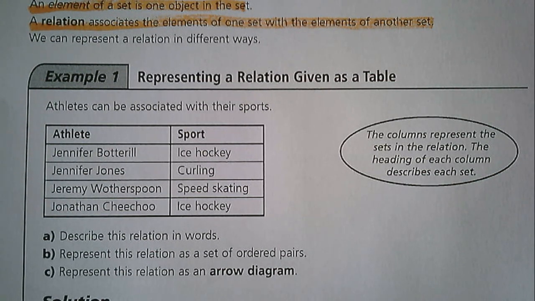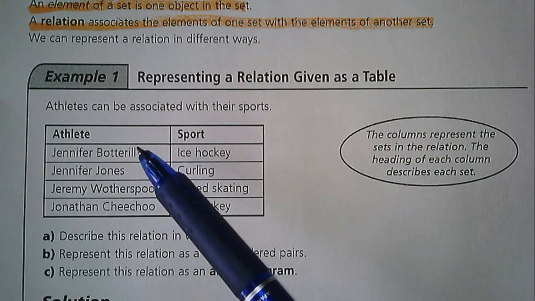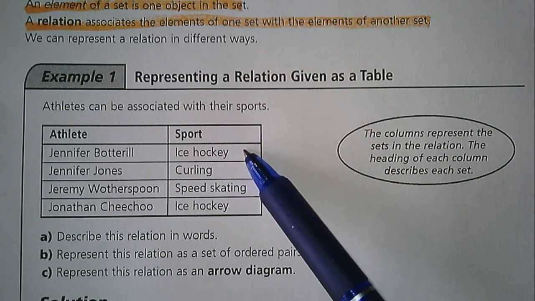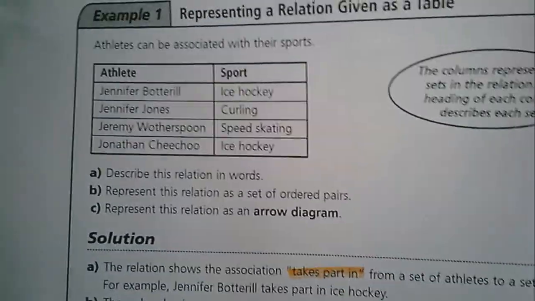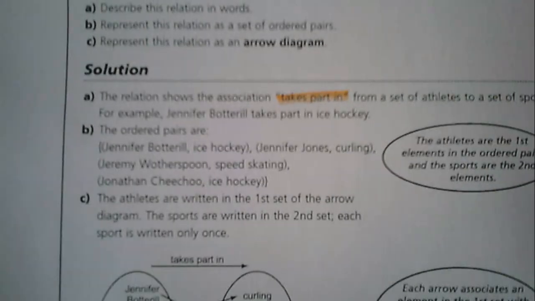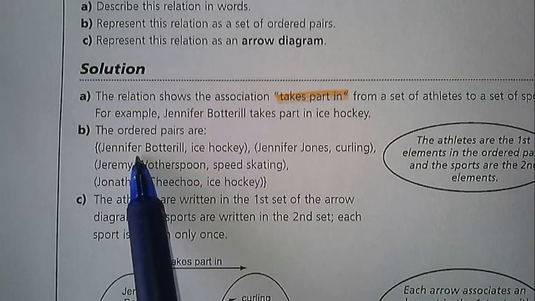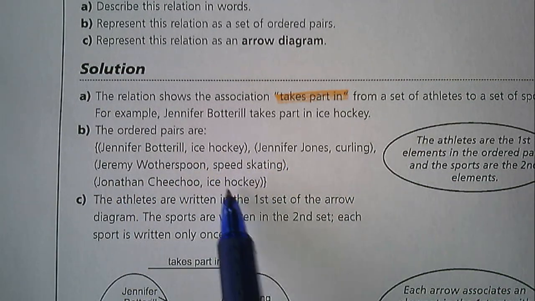Now, another way to show relations is through sets of ordered pairs. We're just going to take the first element in set number 1, write a comma, and then show it with the first element in set number 2. There are some examples shown below of how they are written as ordered pairs. You'll notice that each of the athletes is matched up with their respective sport.